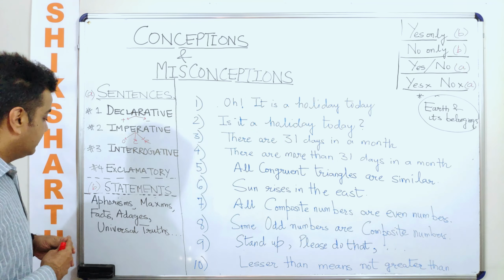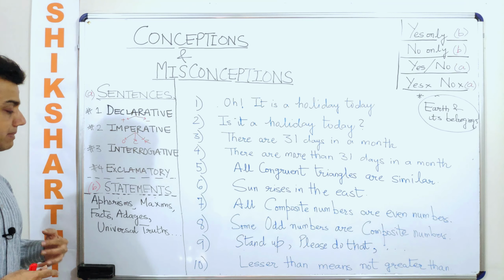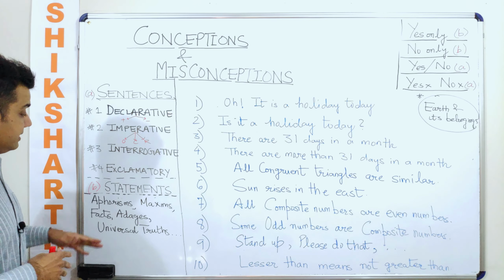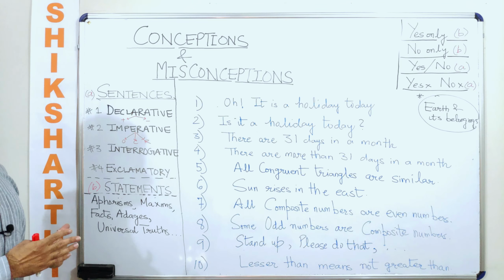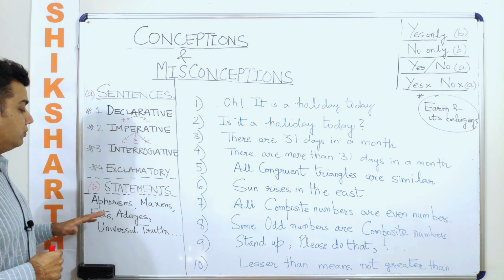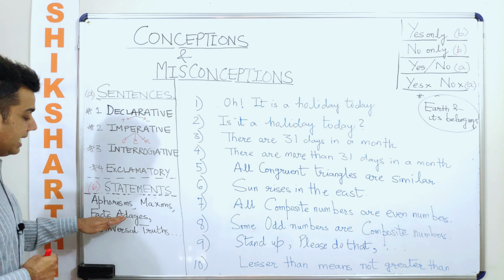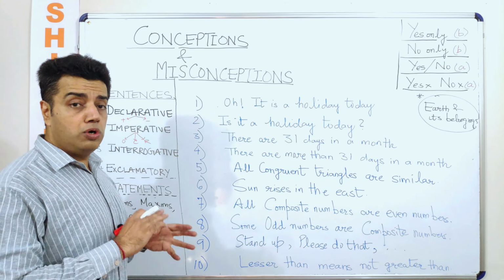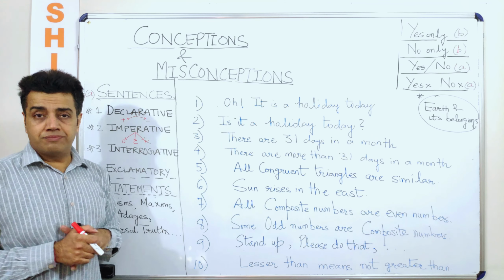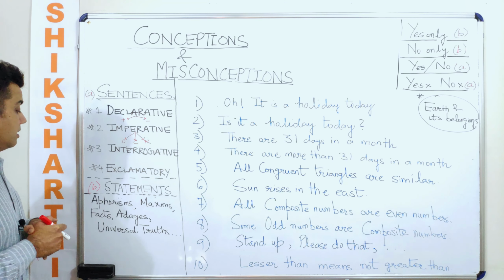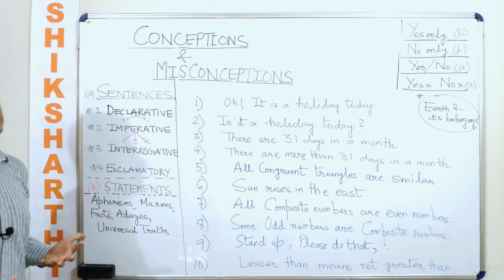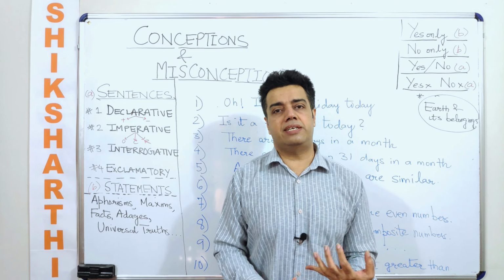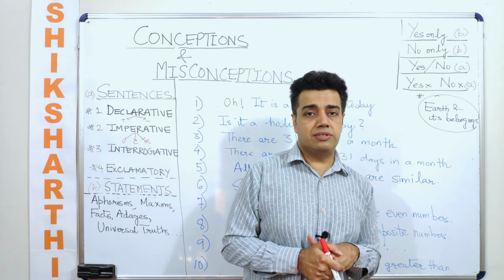Then last but not the least, there are a few words like aphorisms, maxims, facts, adages, universal truths. Let us see whether all these things fall under a different category altogether. Now, before we do this, we should know the meanings of all these words. For example, adages, as the word itself says, age, adage. So these are old wise sayings. Facts are, for example, death is a fact. Birth is a fact. Correct? When we talk about human beings.